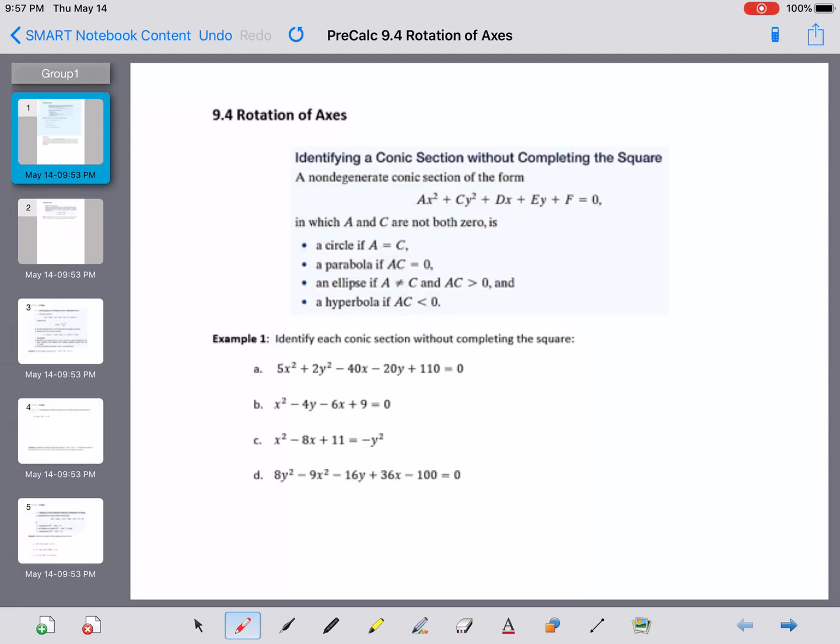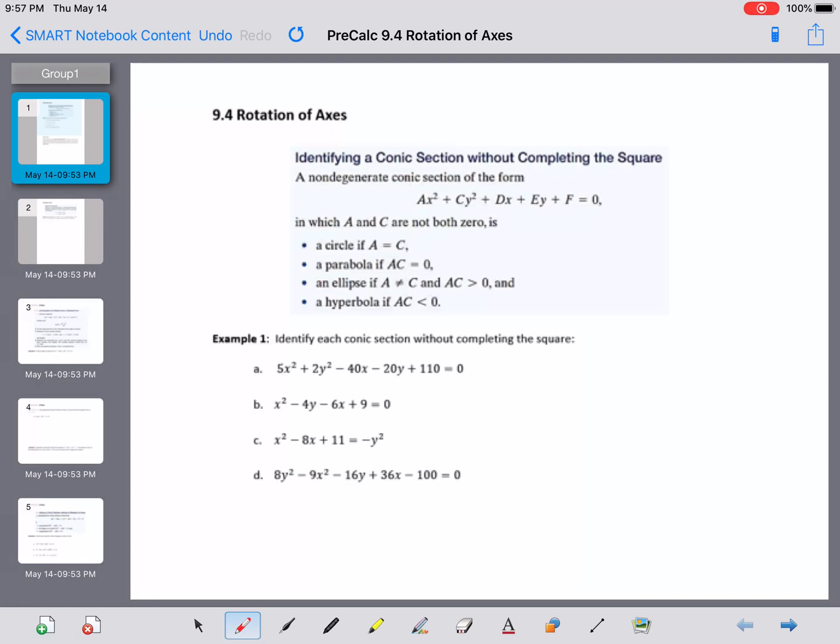All right, PreCalc. You survived the first part of the chapter, just graphing your three conic sections. Don't forget there are four. There's the circle we've done previously, the ellipse, the hyperbola, and the parabola. And today we're going to do what's called rotation of axes.